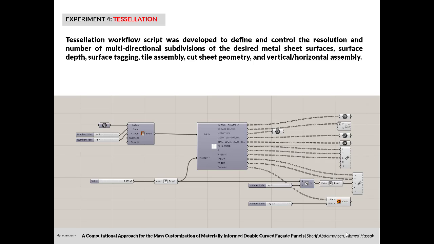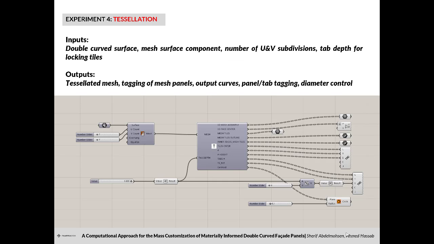The script was developed to define and control the resolution and number of multidimensional and directional subdivisions of the desired metal sheet surface, surface depth, surface tagging, tile assembly, cut sheet geometry, and also vertical and horizontal assembly. The inputs for this process were the double curved surface to be fabricated, a mesh surface component that converts Rhino NURBS to a mesh surface to induce the basic surface tessellation, the number of subdivisions in the U and V direction, and the tab depth used to lock the tiles together.